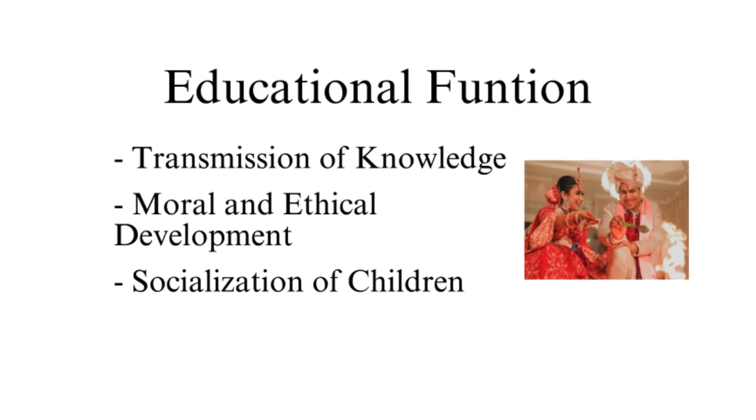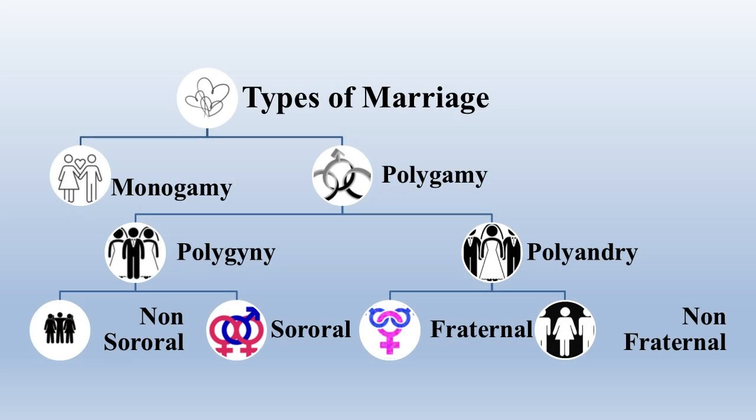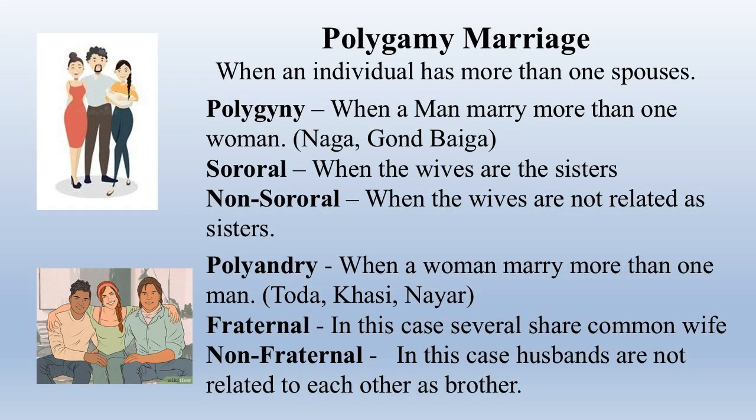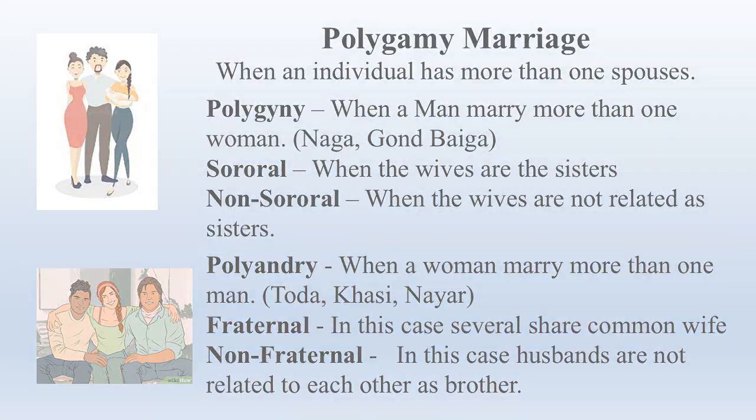So the next is the different types of marriage. Marriage has been divided into 2 types. One is monogamy, another is polygamy. Monogamy is when one man marries one woman, which means monogamy. On the other hand, polygamy is when more than one man marries more than one woman. To put it in brief, when an individual has more than one spouse at a time, it means polygamous marriage.